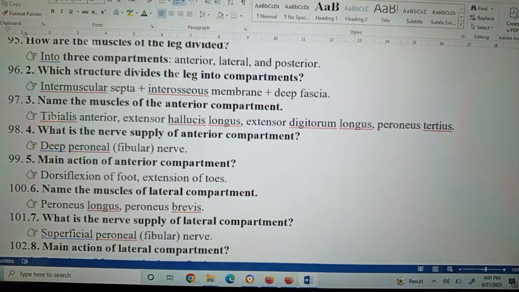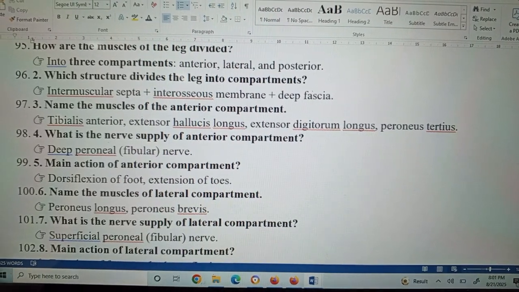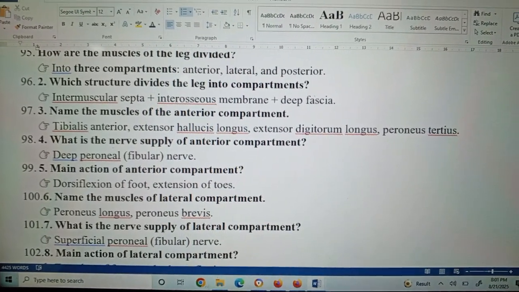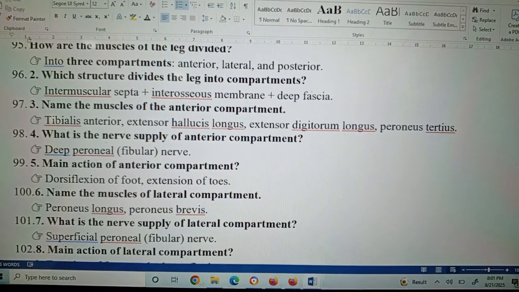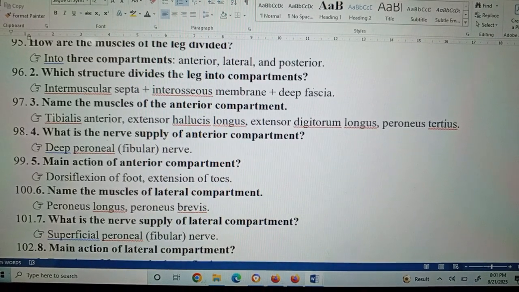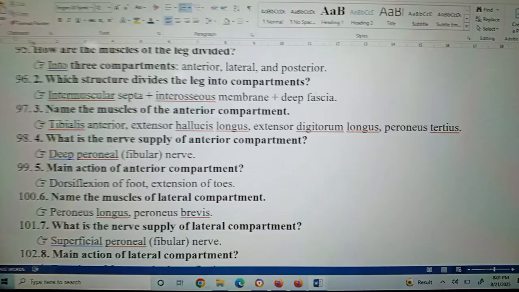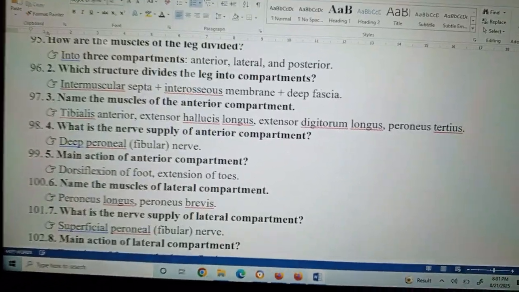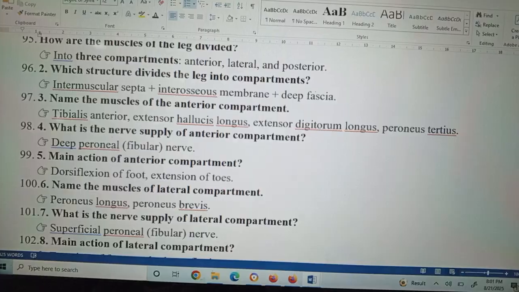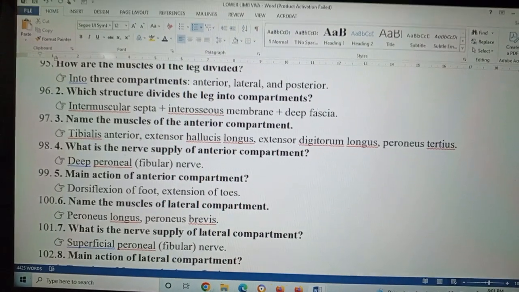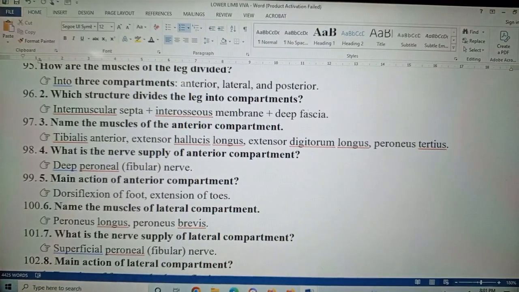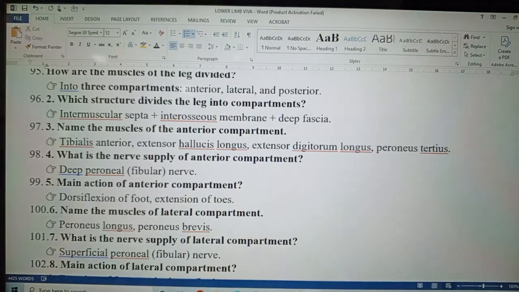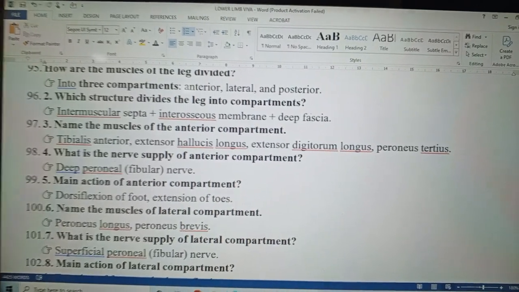In the model which I have shown in my video, peroneus tertius is not visible. What is the nerve supply of the anterior compartment? Deep peroneal nerve. The nerve visible on the model on the anterior compartment will be the deep peroneal nerve, or fibular nerve; both are the same. The main action of the anterior compartment is dorsiflexion of the foot and extension of the toes.